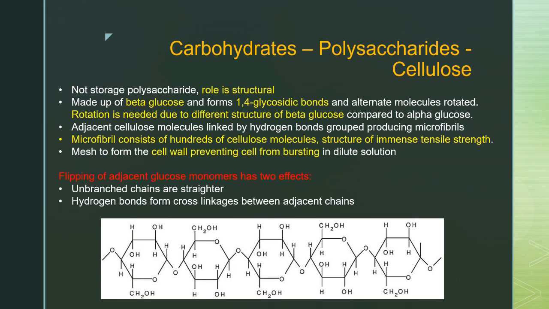The adjacent cellulose molecules are linked by hydrogen bonds, and these are grouped producing microfibrils. Each microfibril consists of hundreds of cellulose molecules, and the structure gives an immense tensile strength. They mesh to form the cell wall, which prevents the cell from bursting, so you'll know that the cell wall is made from cellulose.